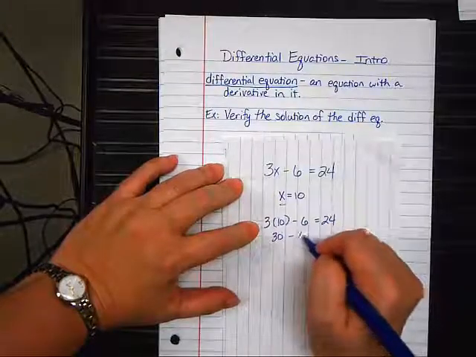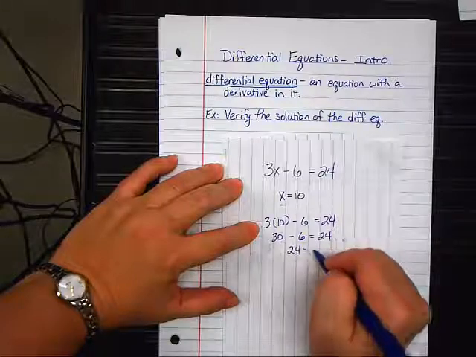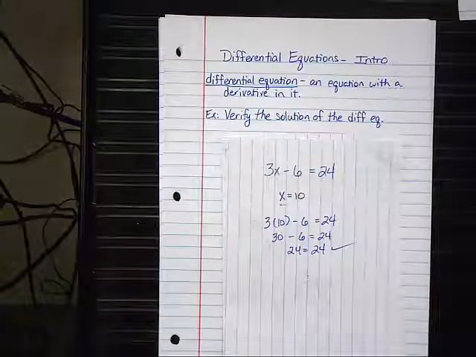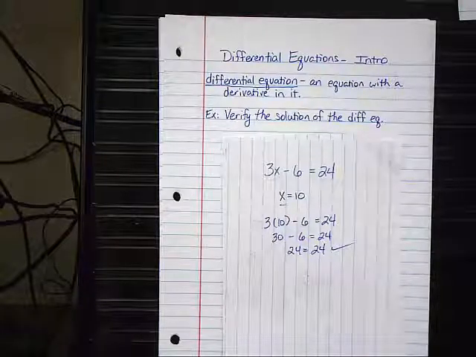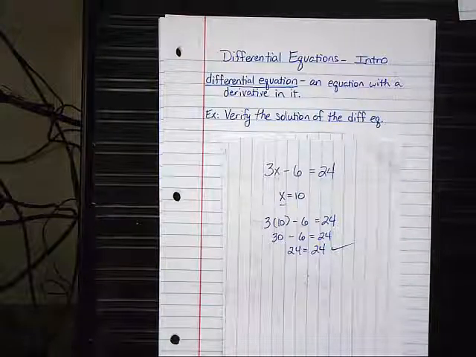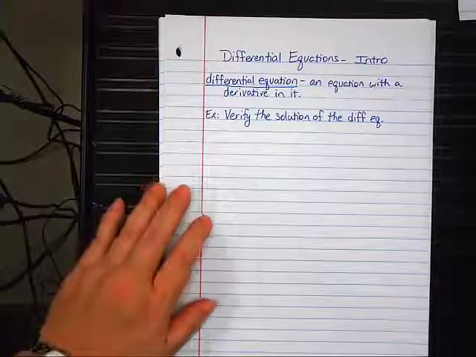So you would go through and do the math. 3 times 10 is 30. Those 2 make 24. Once you write both sides equal, you're done. You have verified that it works, okay? Now, verify means that the answer is definitely going to be an answer. It's not going to be, well, does it work or doesn't it? It's going to work. Okay? So, the same thing is true here.